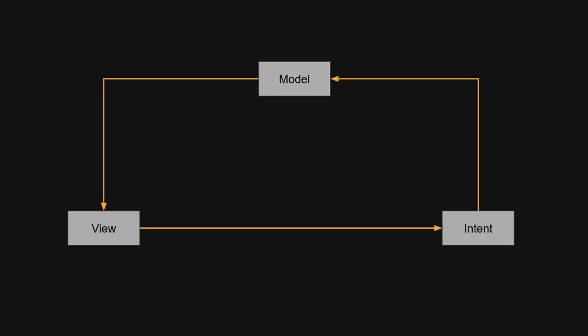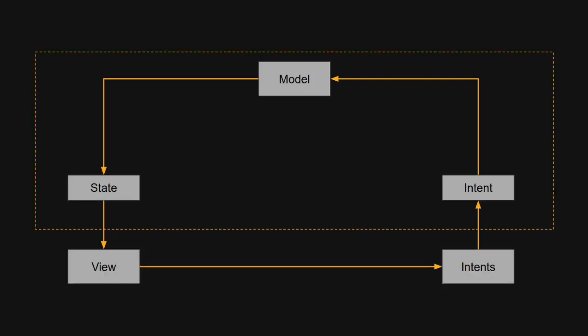So now let's see its implementation in Android. First we will draw a basic diagram. That's the diagram we have seen earlier also: the view to intent, intent to model, and model to view. Now let's define some boundaries. So let's draw some boundaries in our diagrams.